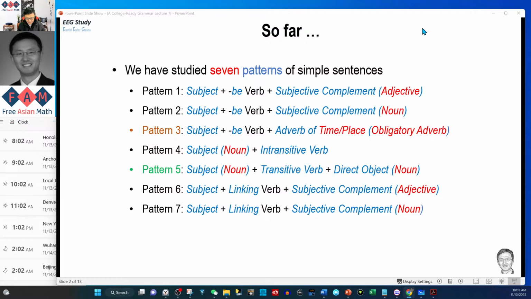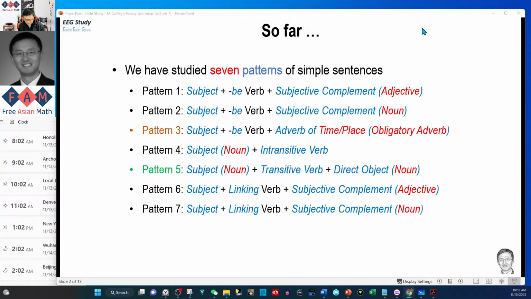So let's recap. Once again, so far we have studied 7 patterns for the basic simple English sentences. And among those 7, you can see that pattern 6 and 7 are just very analogous to pattern number 1 and 2, where you just replace the be verb with a linking verb. So pattern 1 and 2 are all about complement. So are pattern 6 and 7. But here, complement is for the subject.